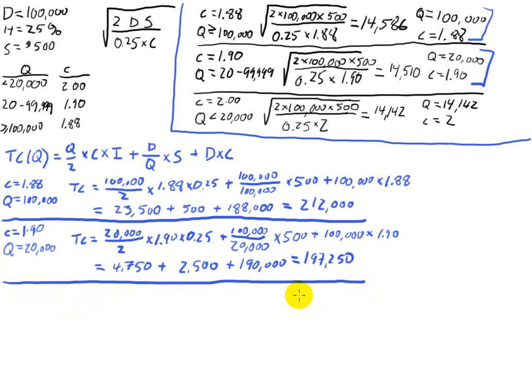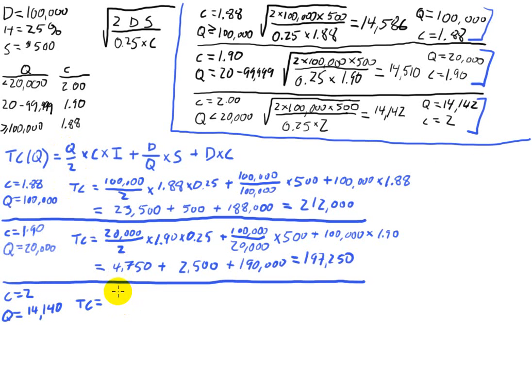Alright, we're in the home stretch. Can you feel the excitement? Alright, last option is when the price is $2 and we buy 14,000 at a time. So the cost is $2. Q is 14,140. So we go to the total cost calculation.